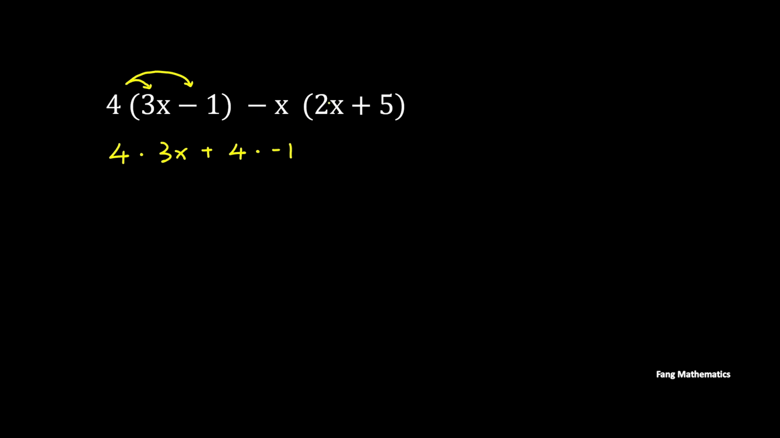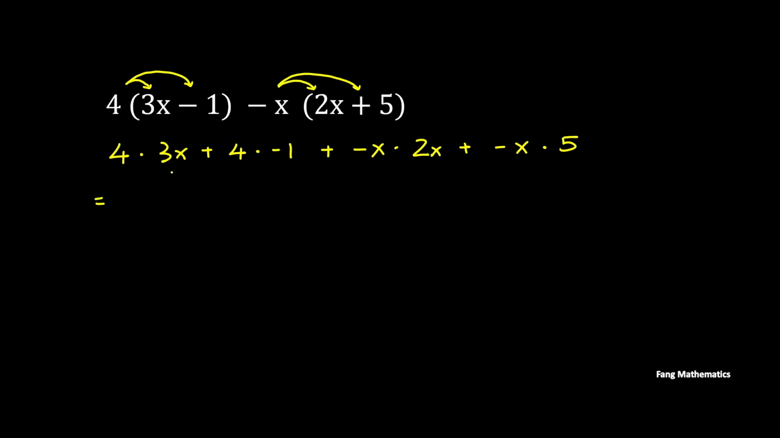And if you look at your next parenthesis, you see that you have a negative multiplier to your second parenthesis. So we will use this negative multiplier and multiply each element inside the parenthesis. So you have minus x times 2x, and minus x times 5. And we are to simplify the whole expression.